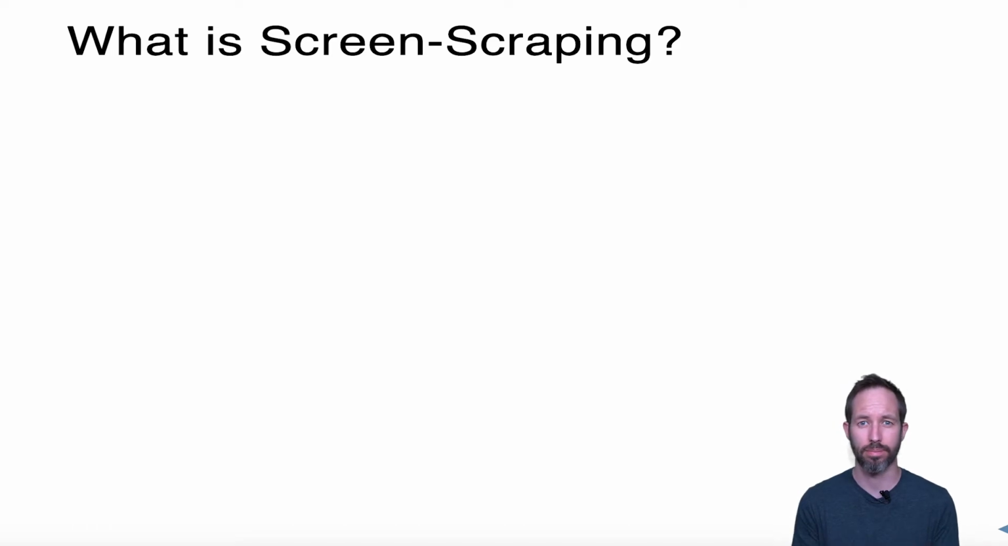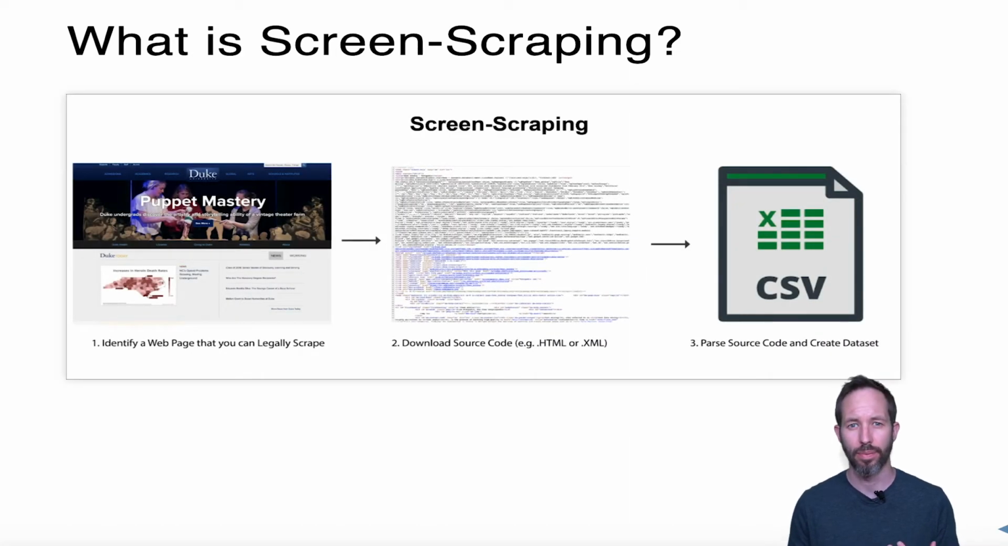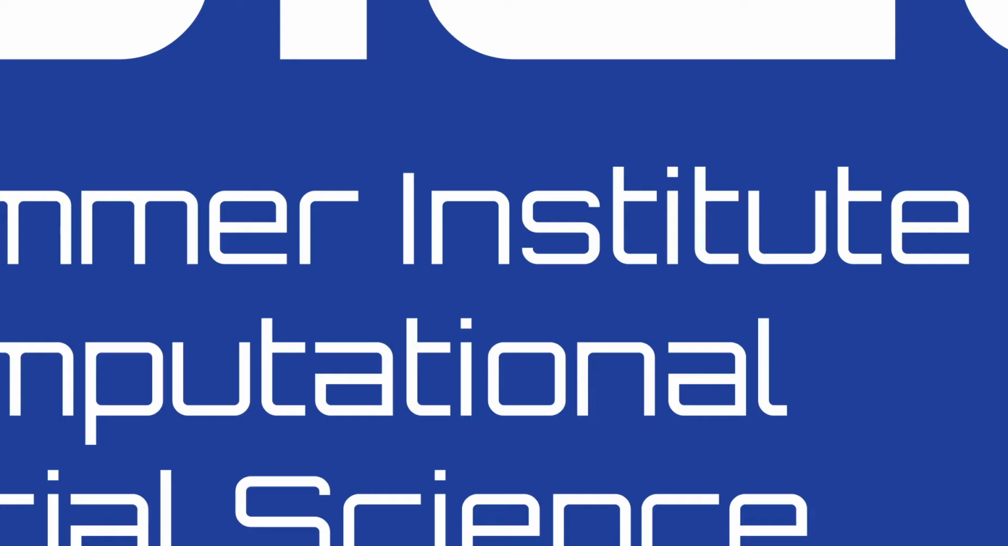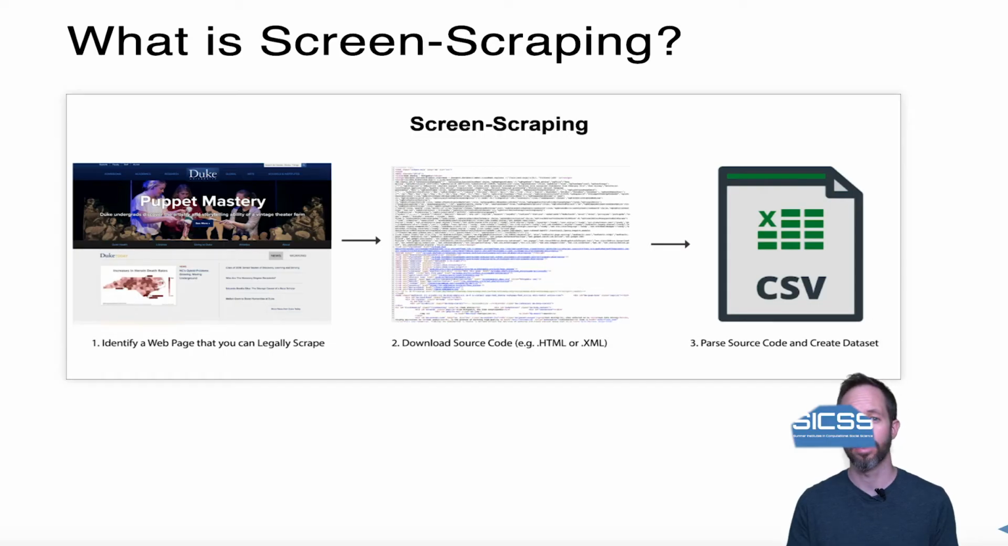Well, screen scraping, broadly defined, refers to trying to extract some type of information from a web page and put it into some type of database. So in this example here, we might be scraping the website of my university, www.duke.edu, reading that web page into our computer or to our R session, and then parsing through the source code of that web page, and we'll talk about what the source code looks like and how to navigate it, and then generating something like a spreadsheet, a CSV, that we can analyze later.